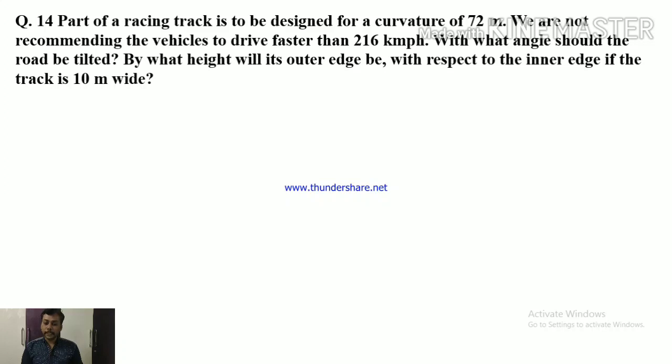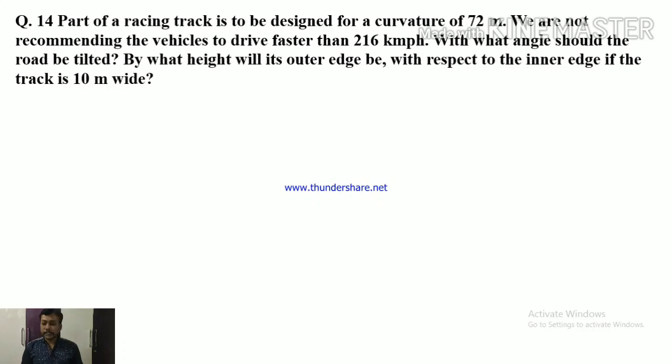Example number 40. Part of a racing track is to be designed for a curvature of 72 meter. We are not recommending the vehicle to drive faster than 216 km per hour. With what angle should the road be tilted? By what height will its outer edge be with respect to the inner edge if the track is 10 meter wide? Now this is the example here.